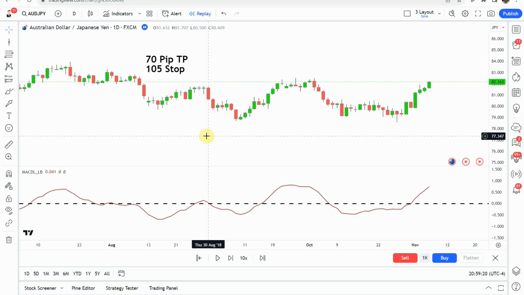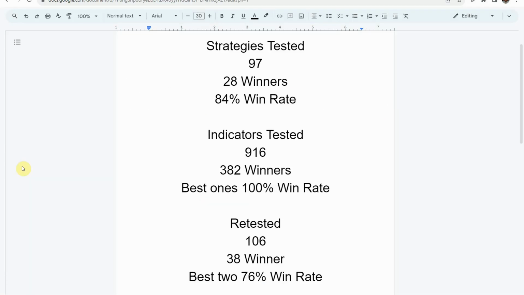Alright, as I said, today we will be looking at an advanced testing of the MACD leader indicator. Before we do though, I wanted to put the testing scoreboard up for everyone to see. So to date, we have tested a total of 97 different strategies, with 28 of them being winners. The best one so far we're able to achieve an 84% win rate. We've also tested a total of 916 indicators, with 382 of them being winners. The best one so far we're able to achieve a 100% win rate.